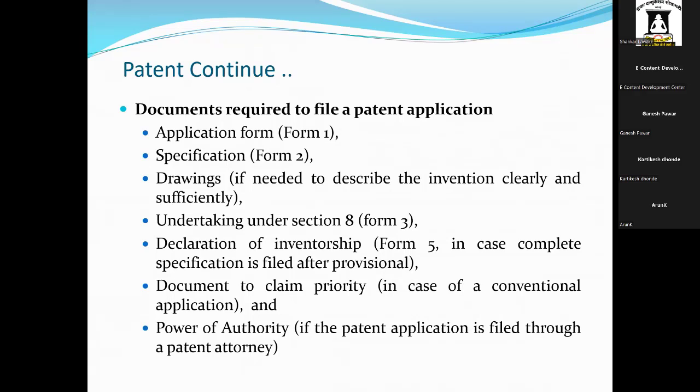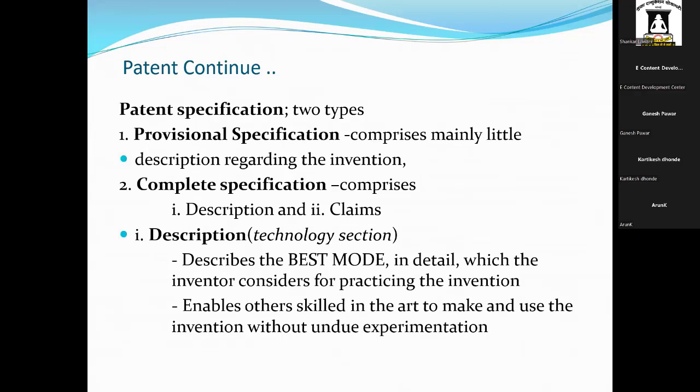So there are certain agents or attorneys who can file this application on your behalf if you have given a power of authority. Then the patent specification is of two types. Provisional specification comprises mainly a detailed description regarding the invention. So you can, in brief, describe it. And complete specification comprises description and claims.